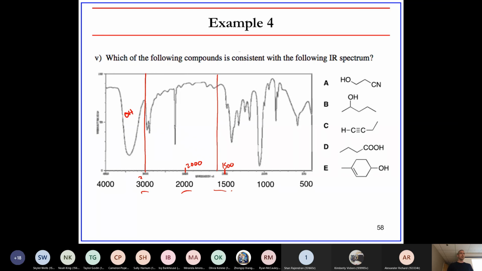Is it a carboxylic acid OH or an alcohol OH? Alcohol OH. So let's cross off everything here that doesn't have an alcohol. It's not a carboxylic acid. It's not that. So it could be A, B, or E. What else do you see? Any double bonds? Looks like a triple bond, doesn't it?